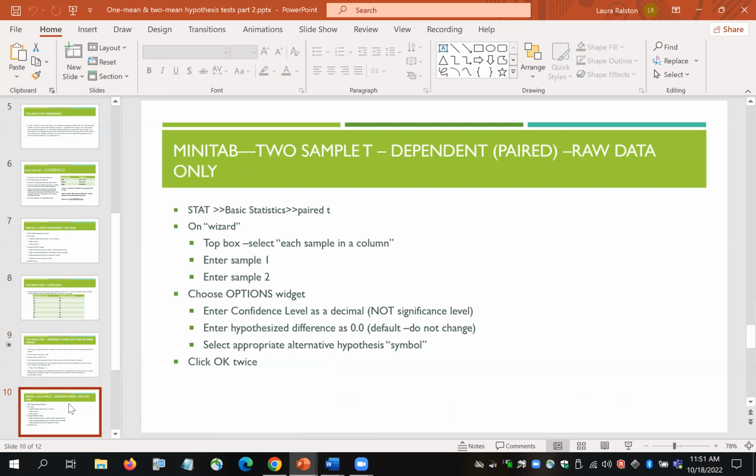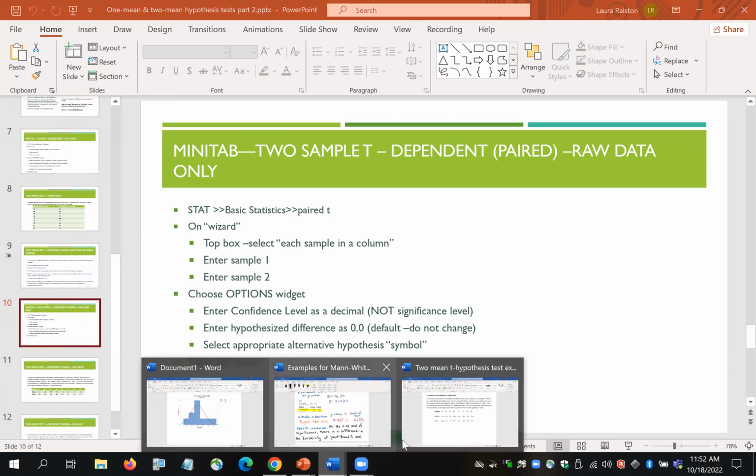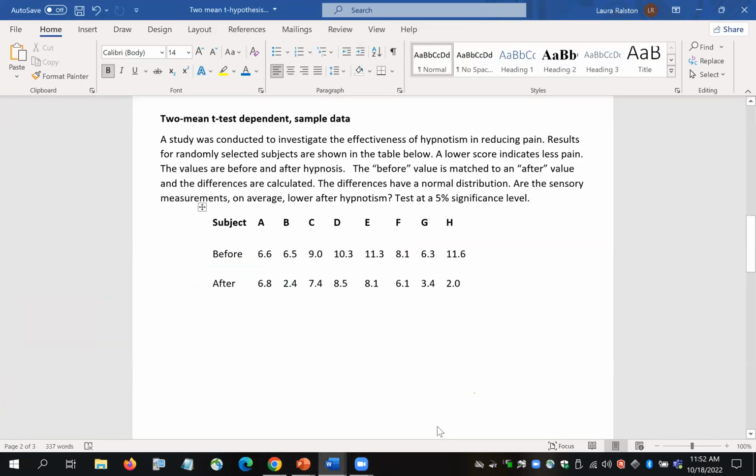So again, I have the keystrokes for the two sample T dependent paired test in Minitab. Typically for this problem, you only get the raw data. You don't necessarily get the data already summarized for you. So that's another difference. I have this on the worksheet from last week, and I think maybe we had started this problem, and I have figured out what Miss Ralston's mistake was.